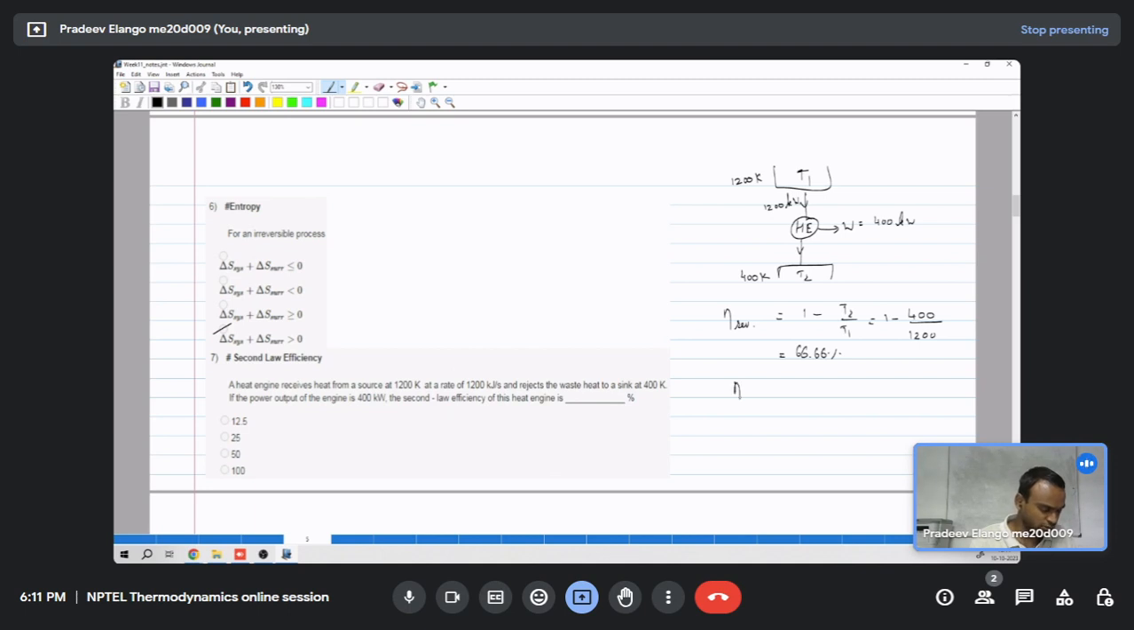Now we know the actual efficiency, that is work output by Q in, and that is 400 by 1200. This is 33.33%. Now second law efficiency is the actual efficiency of the engine by the theoretically possible maximum efficiency, that is the efficiency when the cycle operates in a reversible process, and that is 33.33 by 66.66, and that is 50%. So 50% is the right answer.